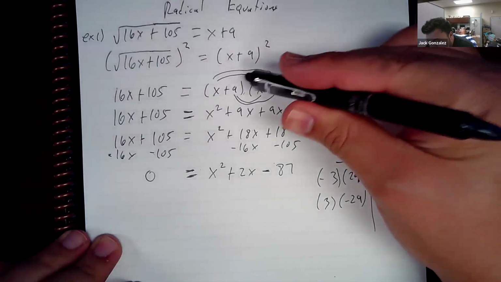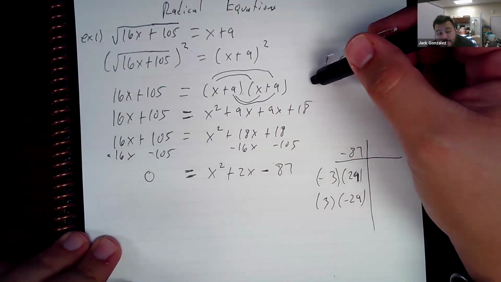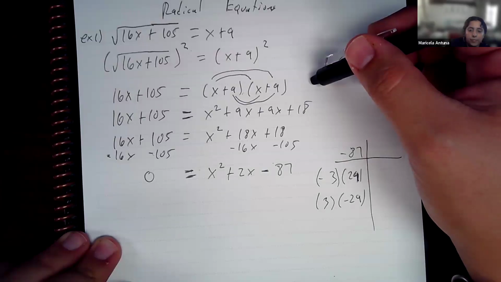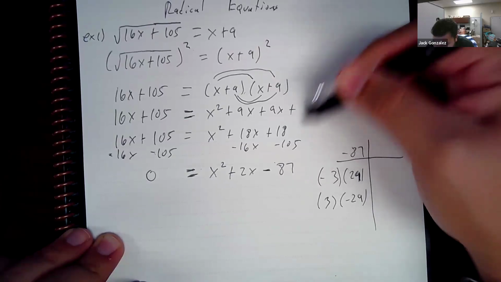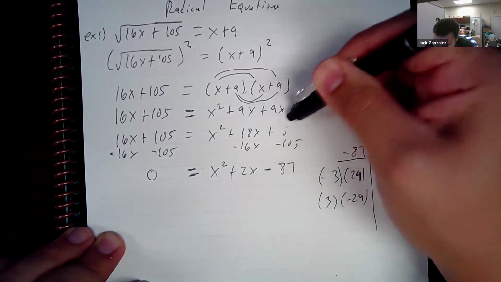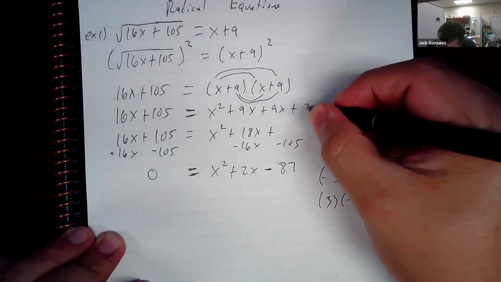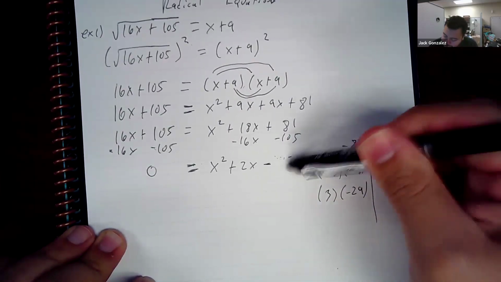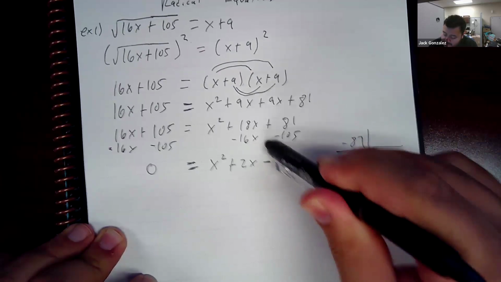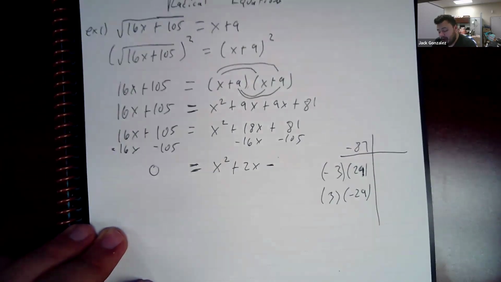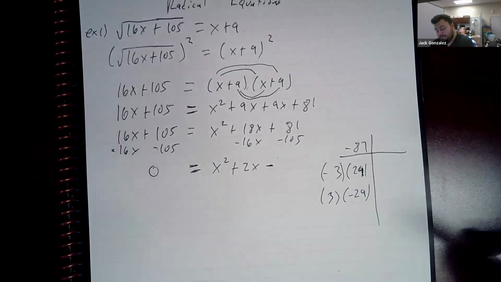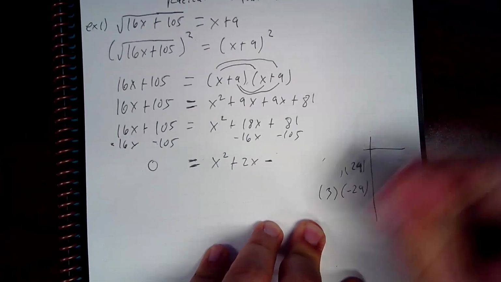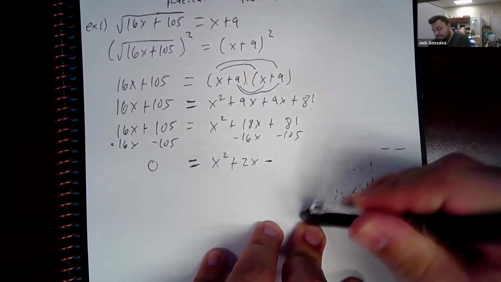Check it out. 9 times 9 is what? 18. 81. See that dyslexic power right there? Y'all believe me. My bad. You see the mistake? 9 times 9 is 81. 81 minus 105 is negative 24. Sorry about that.